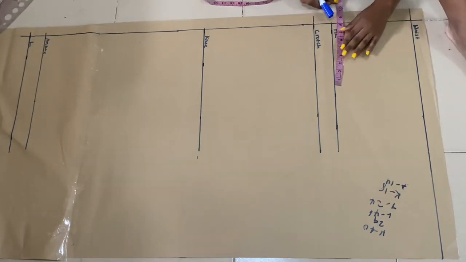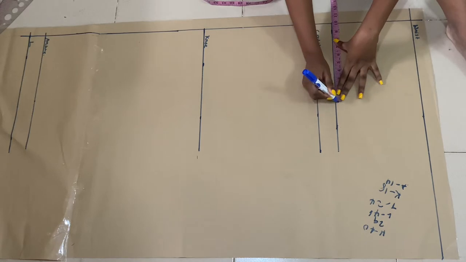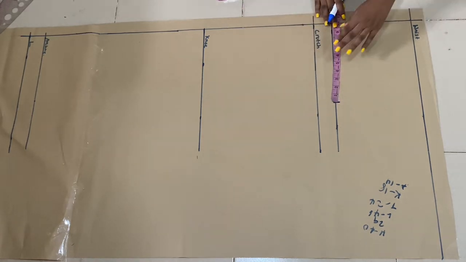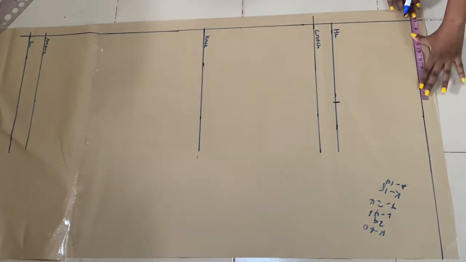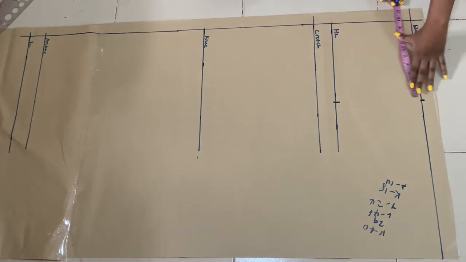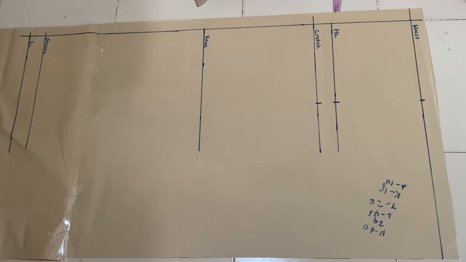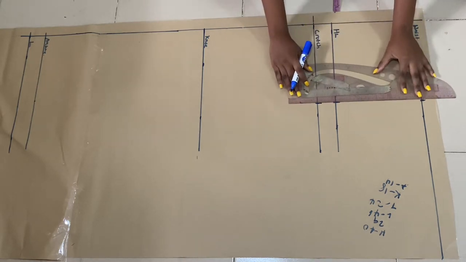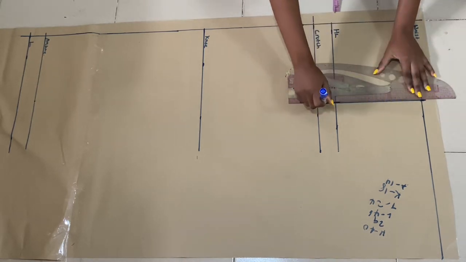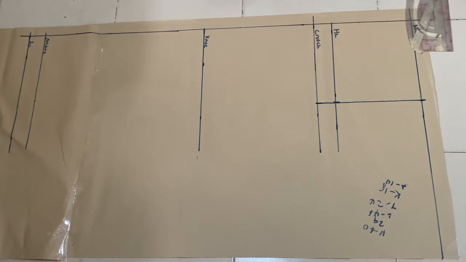So now I'm taking my hip measurements. My hip is 40. 40 divided by 4 is 10 inches. So I'm just putting 10 inches on the hip line and also on my waistline. Put the 10 inches on your waistline and also on your crotch line. Then you rule it straight. You put your hip measurement on your hip line, waist, and crotch, then rule it straight.